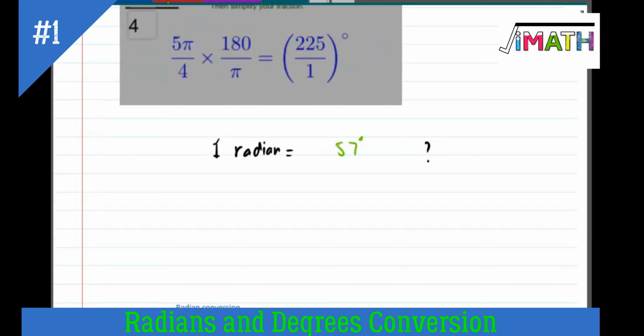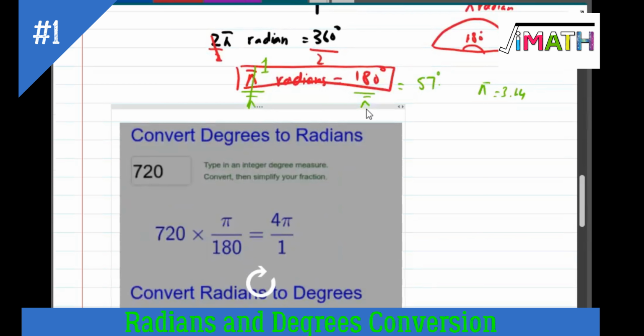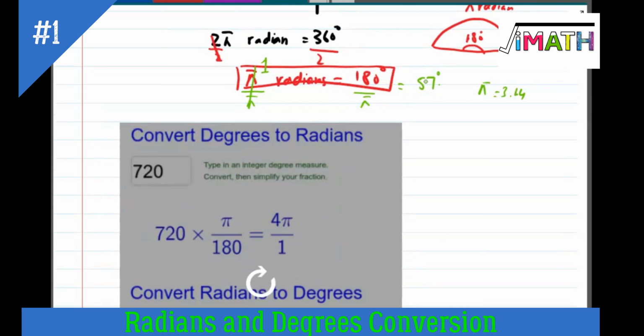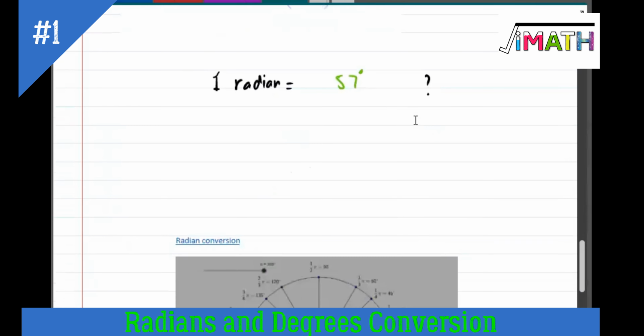If you have a calculator with you, you can divide 180 by 3.14. You would get the answer, that is 57.29. 0.29 to be exact, or we can round it off to 30. So that's the first result we have got.